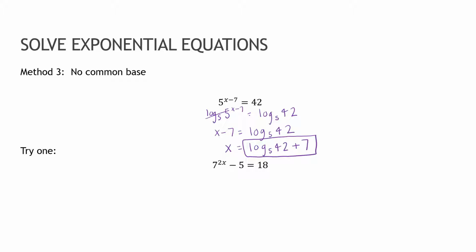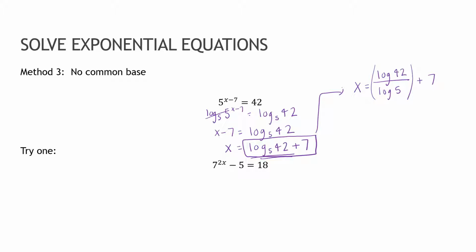Typically, they'll want you to do that, and then they'll want you to find that answer as a decimal. So now I have to get my calculator out, and keep in mind that in order for me to evaluate log base 5 of 42, I have to use the change of base formula that says take the log of 42, divide it by the log of 5, and then take that answer and add 7.